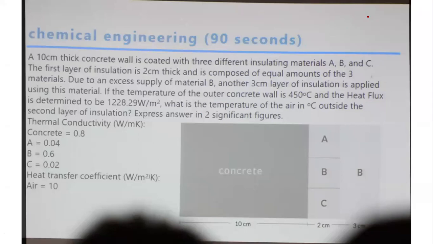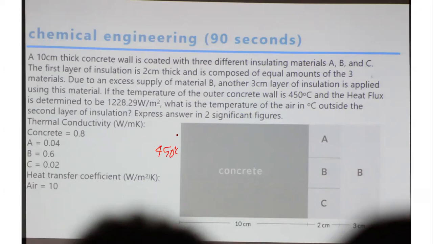Let's consider a 10 centimeter thick concrete wall coated with 3 different insulating materials A, B, and C. The first layer of insulation is 2 centimeter thick and is composed of equal amounts of 3 materials. Due to an excess supply of material B, another 3 centimeter layer of insulation is applied using this material. If the temperature on the outer concrete is 450 degrees Celsius, can you imagine? So the temperature here is 450 outside the concrete.